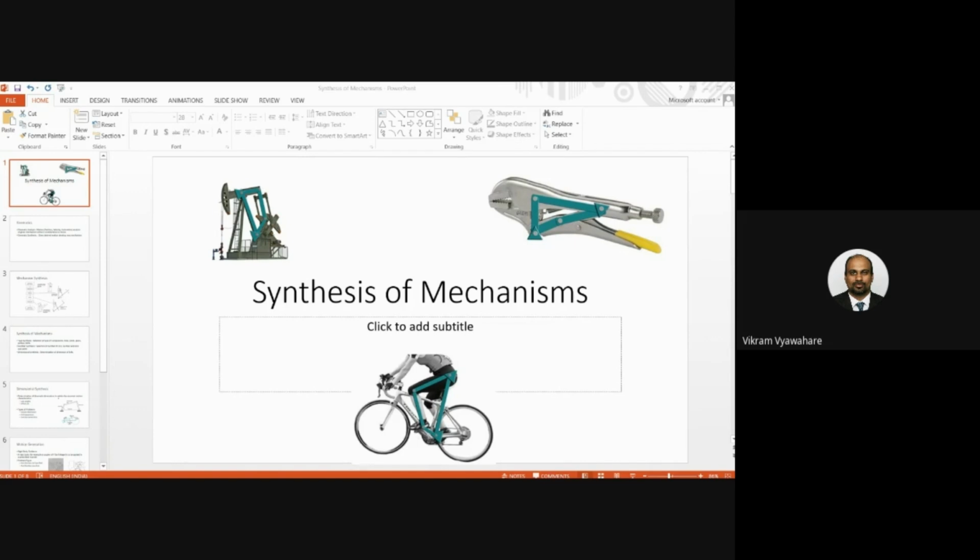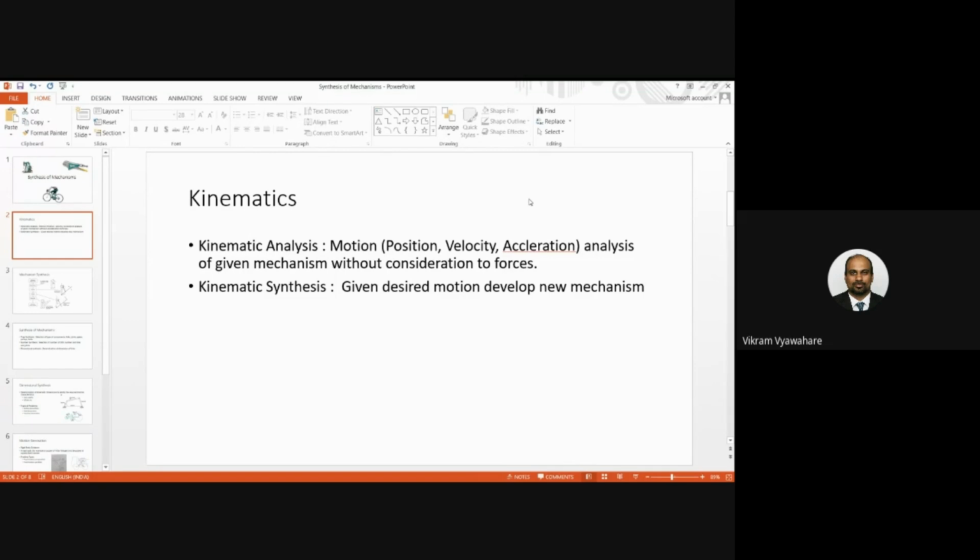So the first topic, as you saw in the syllabus, was about classification of synthesis problems. So let us first understand what synthesis is. So far, the discussion was mainly focused on analyzing existing mechanisms. Synthesis is when we are trying to develop a new mechanism. Without consideration of the forces, if we are looking at just the motion characteristics, then we call it kinematics.